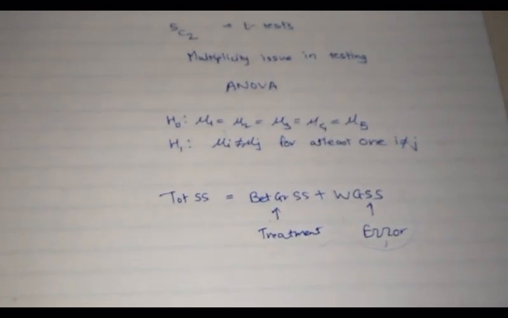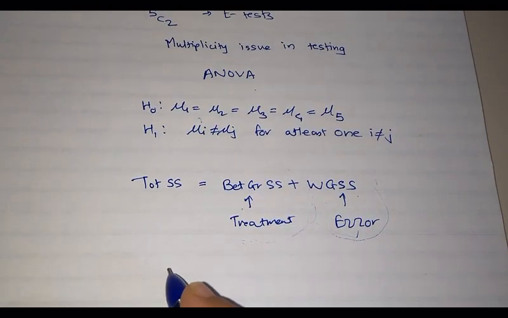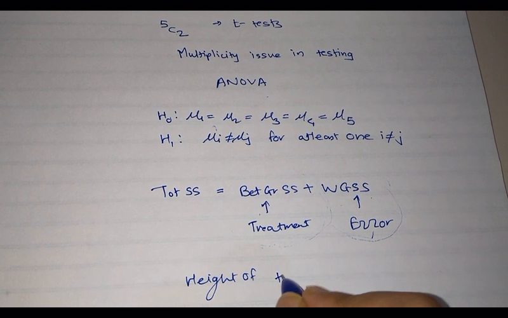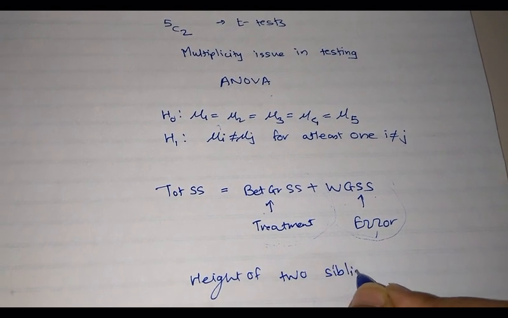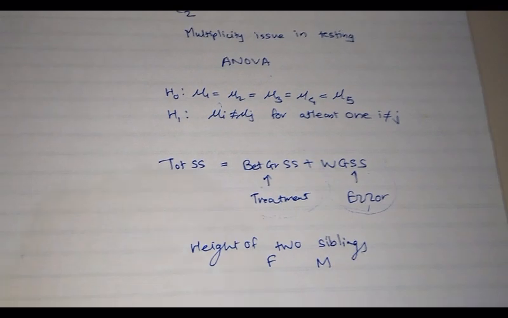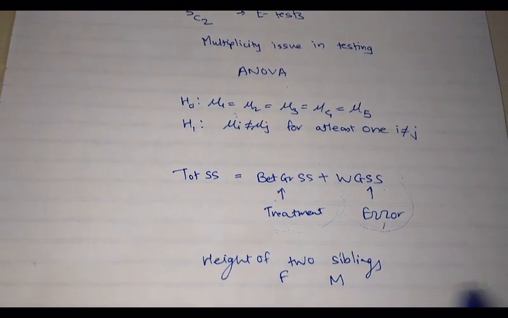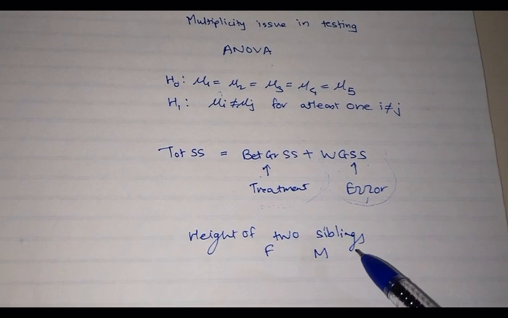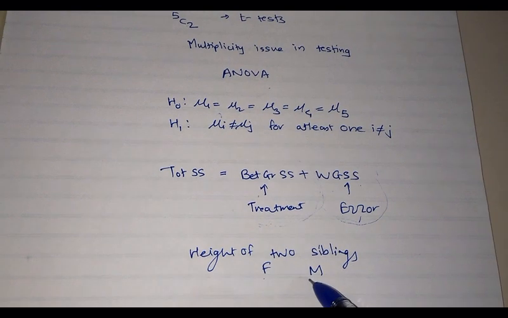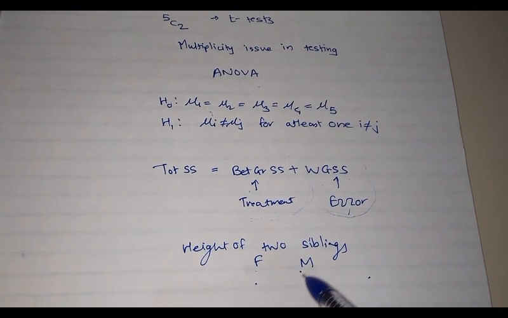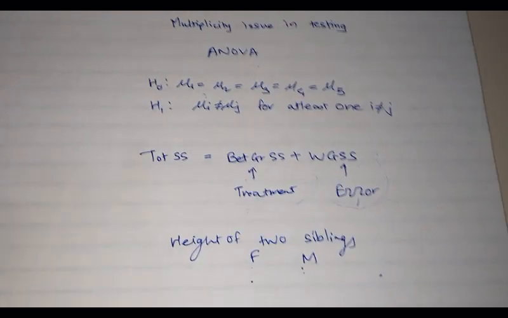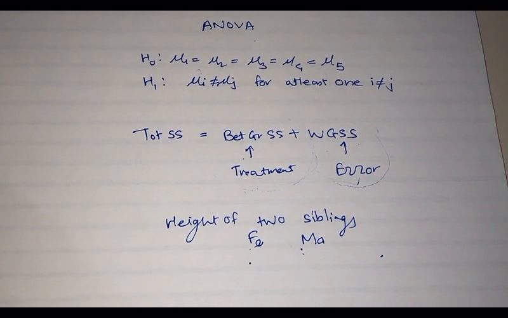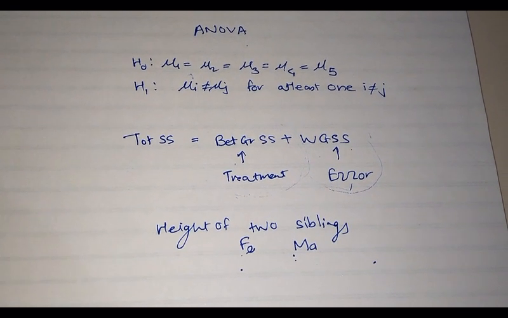One simple example I can give in this context is, consider the height of two siblings. One of them is female, the other is male. They are siblings, so their parents have exactly the same heights. I don't mean that the mother has the same height as the father. What I mean is, both of them have a mother who has a certain height and a father who has a certain height, because they have common parents. But still, their heights are not exactly going to be the same. The two siblings need not have exactly the same heights.